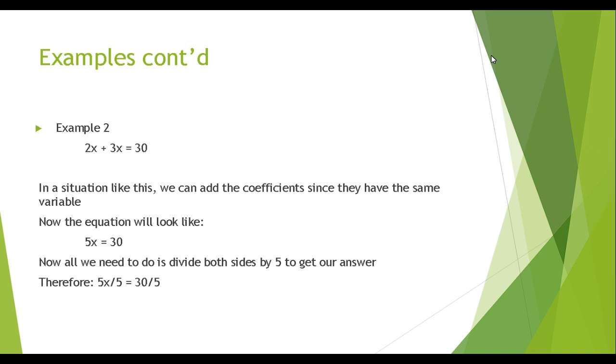So what do we need to do in this case? Simple. We're going to divide both sides by 5 in order to get our answer. So 5x divided by 5 is equal to 30 divided by 5. Remember, what you do to one side, you do to the other side. So our answer is x equal 6.